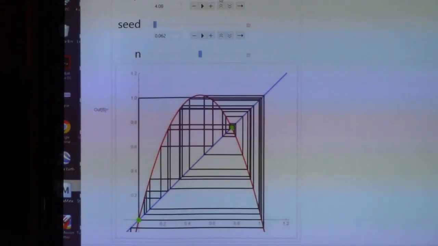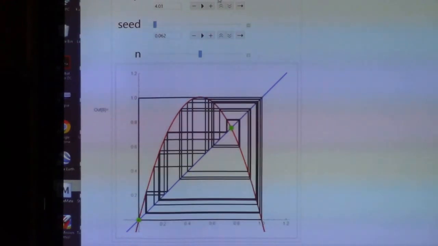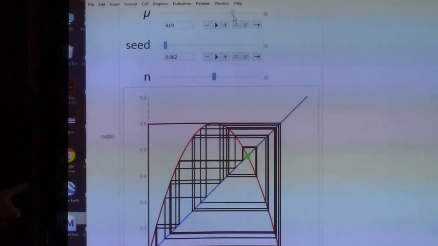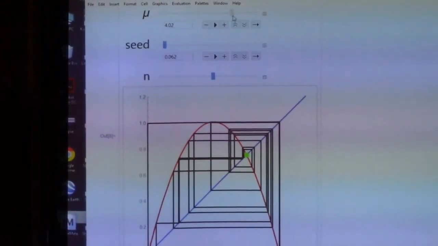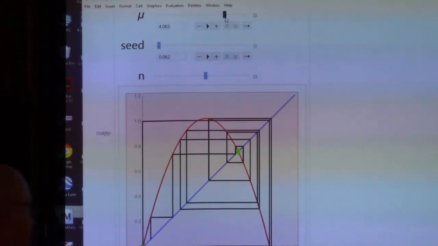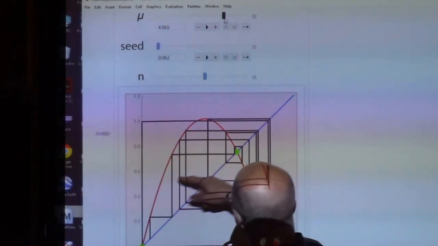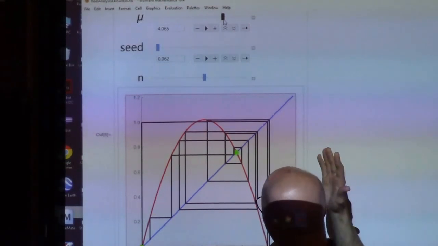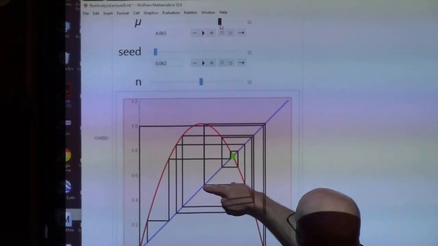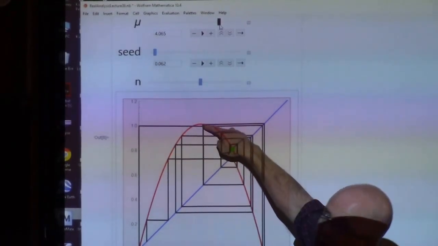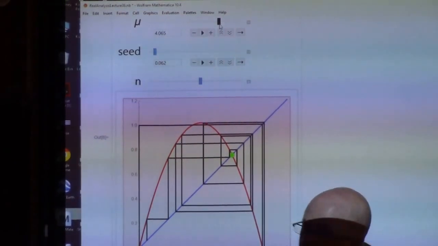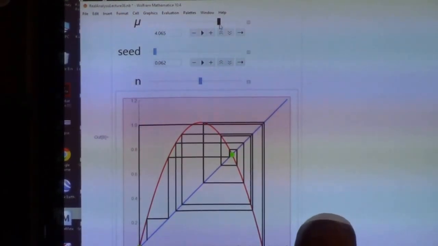Why are we getting errors here? When mu gets past 4, and this is actually an important point for us, the top of the parabola gets above 1, and what ends up happening is that most points, most seeds, give you iterates that actually eventually go outside of the box now. You can see this one, it's coming around here. It's going up to the red graph, which is now outside of the box, over to the blue line and back down this way, and going off to minus infinity actually now.